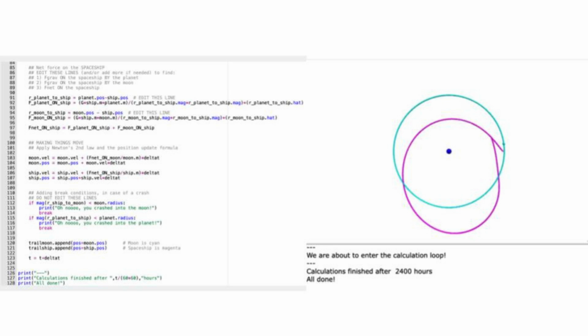If the moon and the ship collided, it would say it crashed. But if the ship collided into the planet, it would say it also crashed into the planet. So in order to not get that, we had to trial and error a velocity that would work along the planet, but also wouldn't crash into the moon.